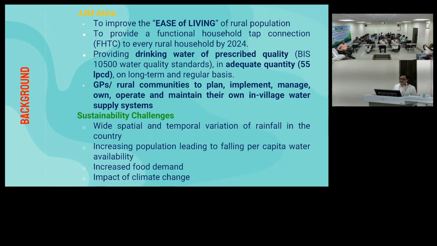JJM's main aim is to improve ease of living of the rural population and to provide functional household tap connection, FHTC they used to call, by 2024, and providing drinking water of prescribed quality. Here two main things are there for JJM: we have to provide sufficient quantity, that has been decided as 55 liter per capita per day, and it should be on a regular basis and for a long term. From here the situation of sustainability issues comes, that many sources are becoming dry.